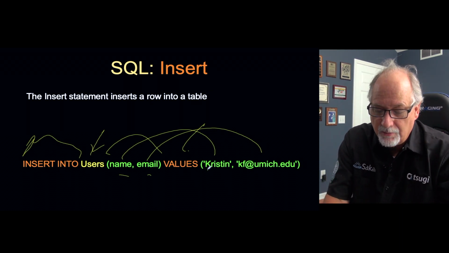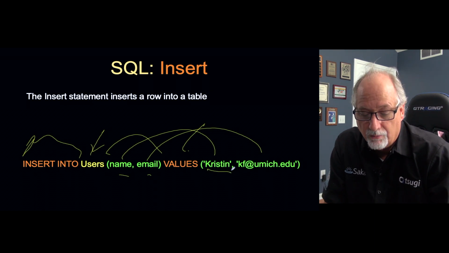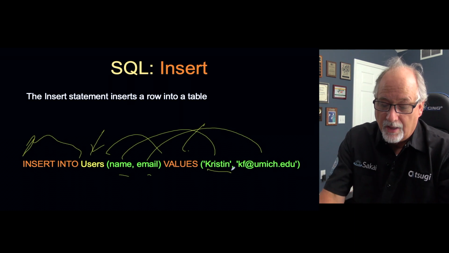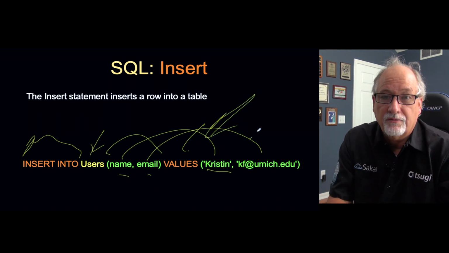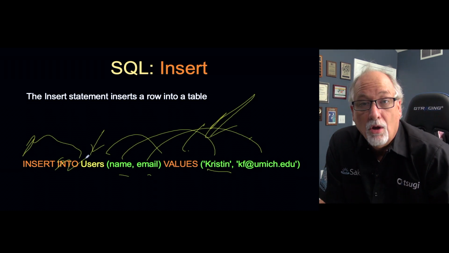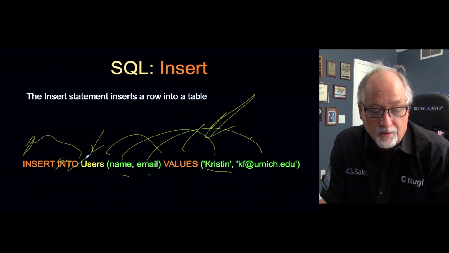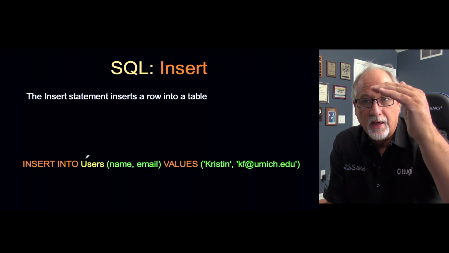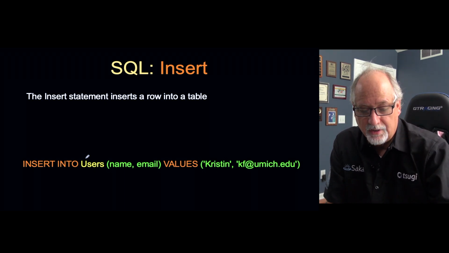And then this has to meet the schema. You can't go putting a number into a string field or a string into a number field. And again, that would blow up. You can make all kinds of errors. You can either have syntax errors, like you forget the word into or something, or you can have errors where your data is bad, right? So that's the insert statement, and that adds a row to the end of a table.